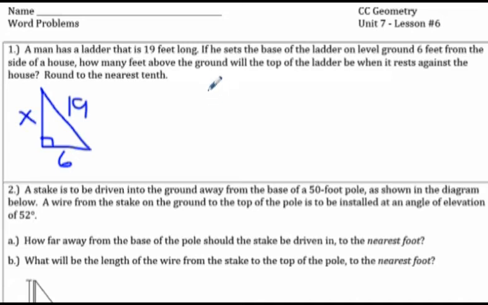Now this is not a trig problem. It's not sine, cosine, tangent, because we're not doing anything with an angle. We don't know any of the angles besides the 90-degree angle, and we're not looking for it. This is Pythagorean theorem. We're only working with the 3 sides of the triangle, and that makes it a squared plus b squared equals c squared.